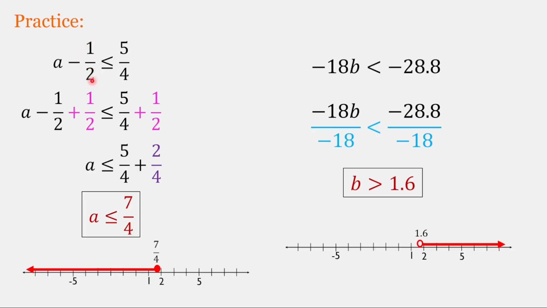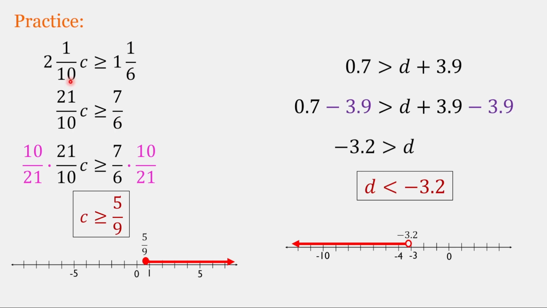For the first problem, 1/2 is subtracted from our variable, so we'll add 1/2 to both sides. No change in the direction of the inequality when we add or subtract across that inequality symbol. We end up with a less than or equal to 7/4. The second problem, we have negative 18b less than negative 28.8. So we're going to divide both sides by negative 18. We divided by a negative, so we switch the direction of the inequality symbol. We end up with b greater than 1.6.